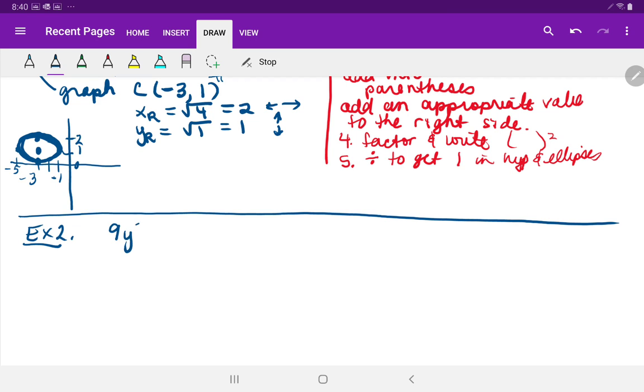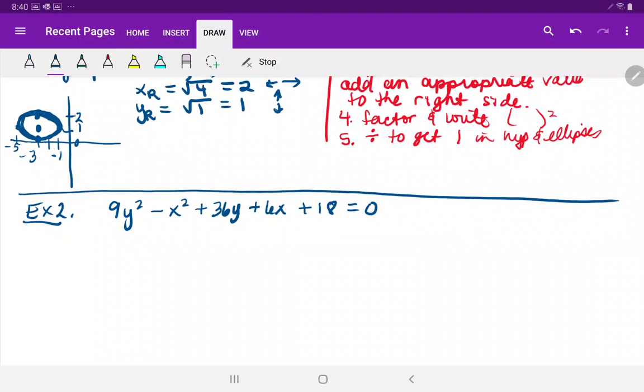Okay, 9y squared minus x squared plus 36y plus 6x plus 18 equals 0. So I modified one of the problems I'm going to give you for homework.